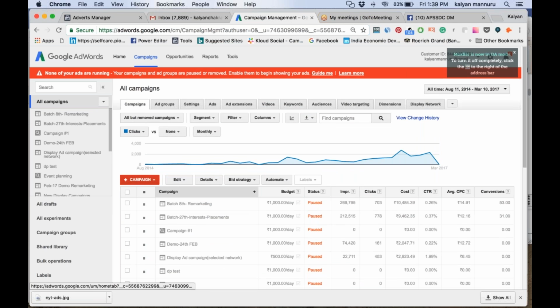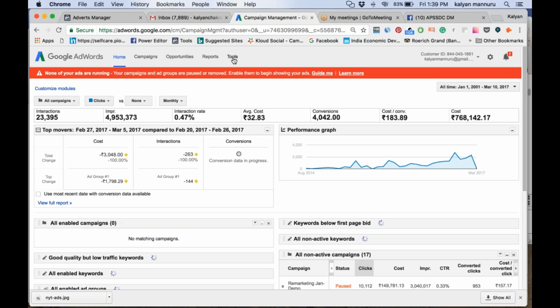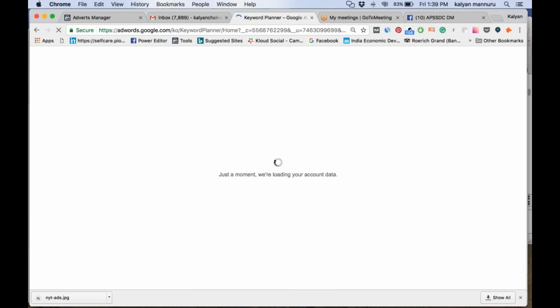Here we are. We have logged into Google AdWords right now. I'm clicking on tools to access Keyword Planner. So here it is, Keyword Planner. We've already checked it yesterday.